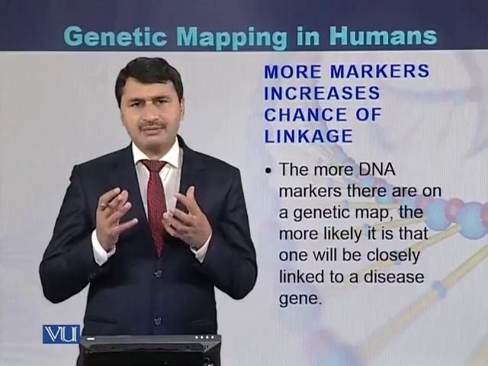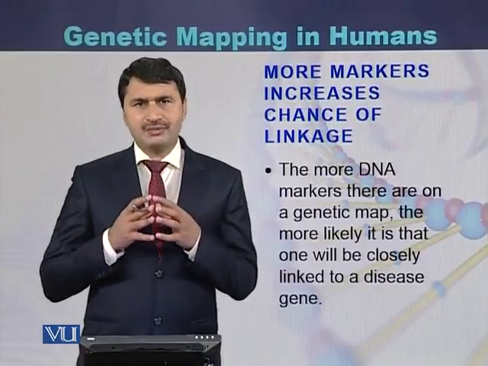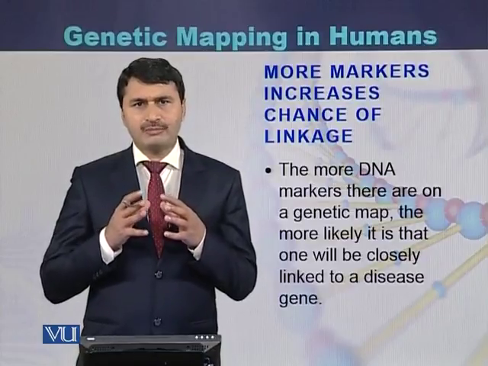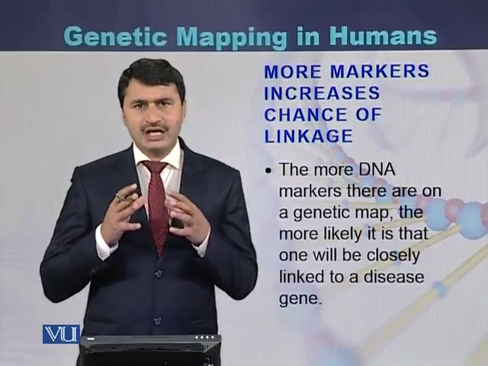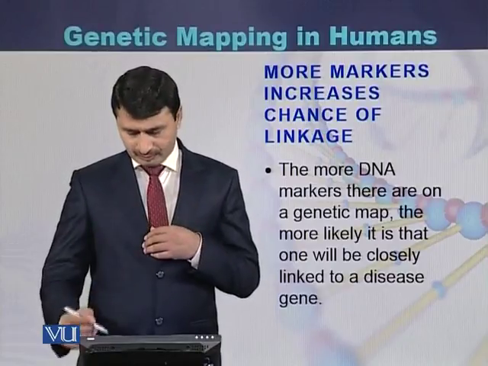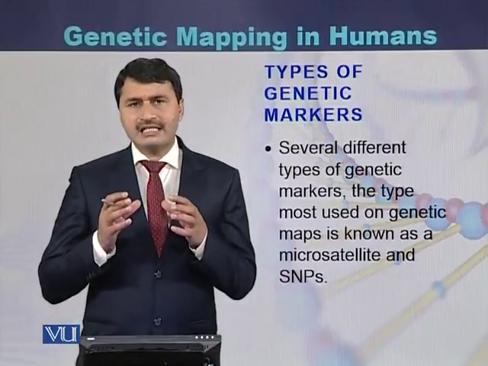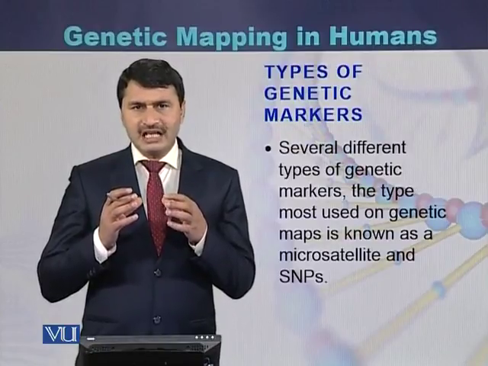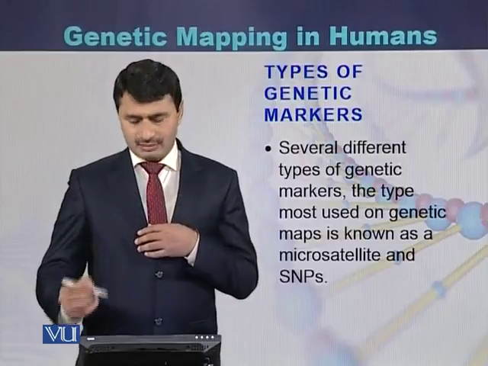There are different types of genetic markers. Some are called STR, short tandem repeat markers, polymorphisms, or restriction fragment length polymorphism. These are the genetic markers which are used to reach close to the disease gene. If there are more markers in that region, or they are closely linked with the disease, there will be more chances to identify the disease gene.